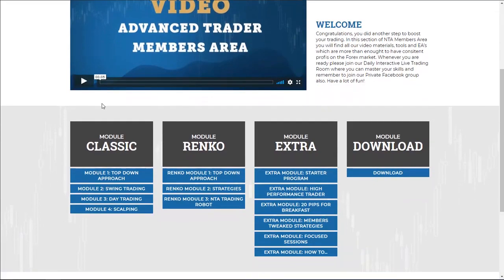As you see, we split the modules. Here you have the module Classic, which is for the Heikin Ashi charts. We also split it for the top-down approach, swing trading, day trading, and scalping. Another module is the Renko module. It's exactly the same as the Classic, but only on the Renko charts. You can also see that we teach how to do the top-down approach. Here you have the strategies, and of course the module with the NTA trading robot, which is NTA Smart Renko EA.